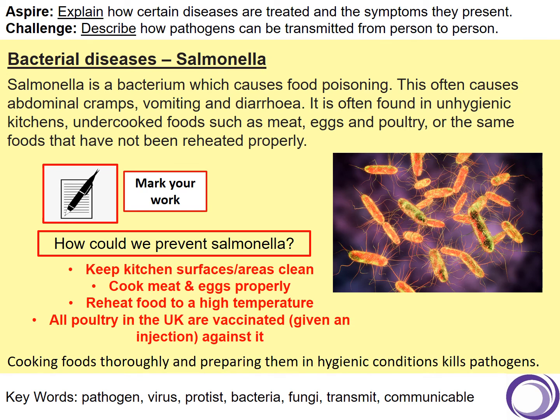Okay, guys, so hopefully some ideas that you have written down are to keep kitchen surfaces and areas clean and use things like Dettol spray to make sure that it gets rid of all the viruses or bacteria that are on the chopping boards or surfaces. Cook meat and eggs properly. Make sure that all food is reheated to a high enough temperature.